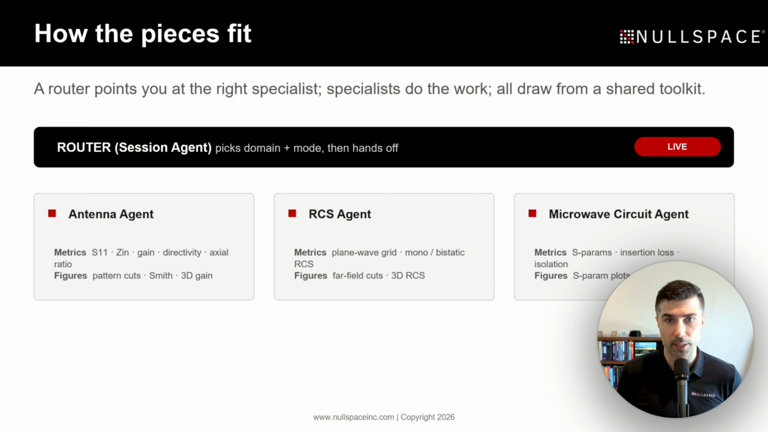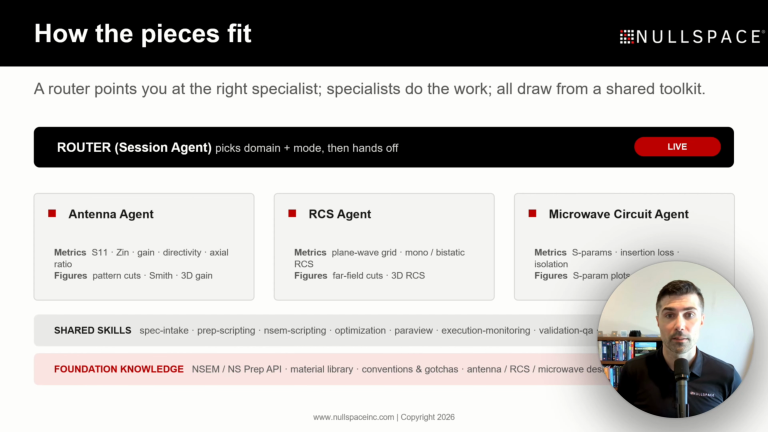There are 3 specialists, which are known as the domain agents. The antenna agent is for antenna work, obviously. Gain, directivity, pattern cuts, axial ratio, those sorts of things. The RCS agent is for scattering, plane wave excitations, monostatic RCS, and bistatic RCS. And the microwave circuit agent is for single or multi-port circuit simulations, where you can get insertion loss, isolation, and so on.